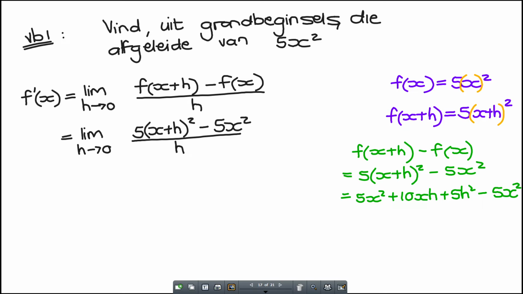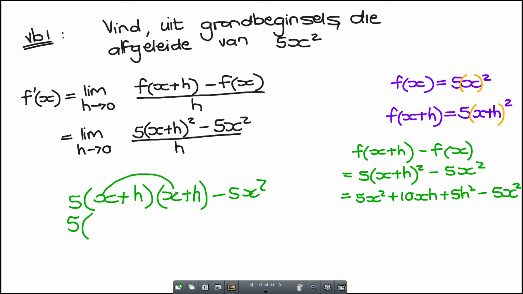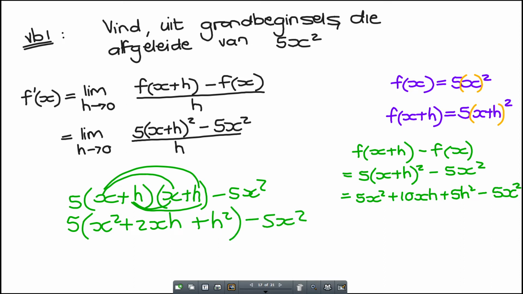Do you know how I got there? Okay, I'm going to write it here at the bottom where I've got more space. That's actually x plus h times x plus h. No? And then I had to do this. X times x, x squared. X, h, so it will be 2xh, h squared. En dan gaan maal ek nou die 5 in. So 5x squared plus 10xh plus 5h squared minus 5x kwadraat. Do you now see how I got there? No.